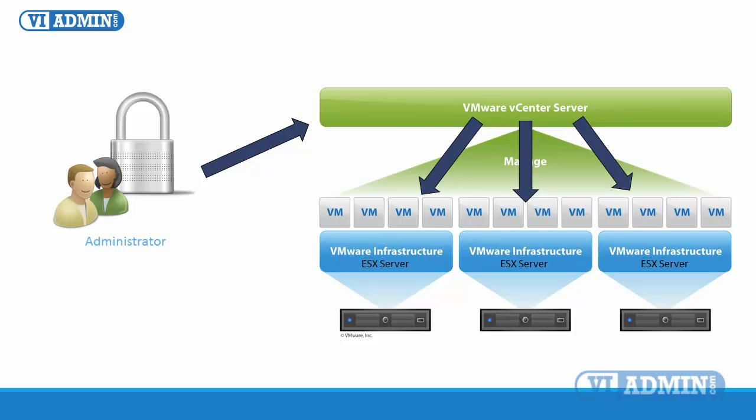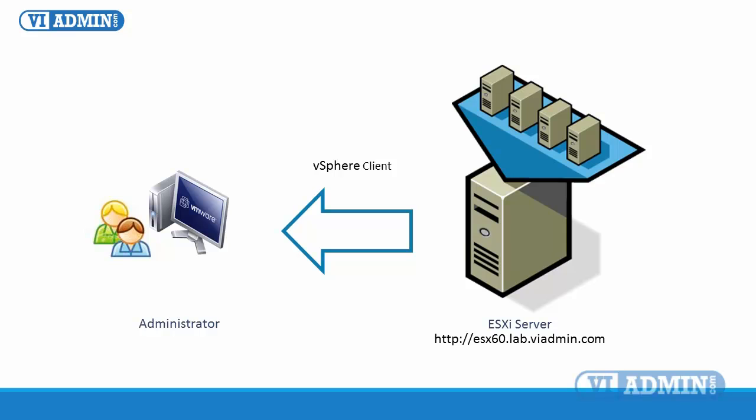So the first thing we're going to need to do is to download and install that client. We did this in the previous movie by opening up a web browser and typing in the IP address of our ESX server and downloading and installing the vSphere client on a Windows 7 workstation.